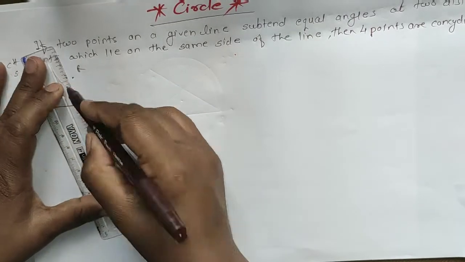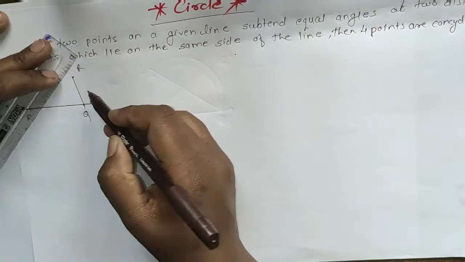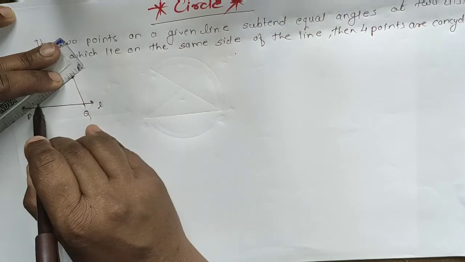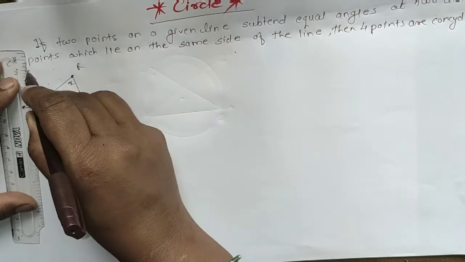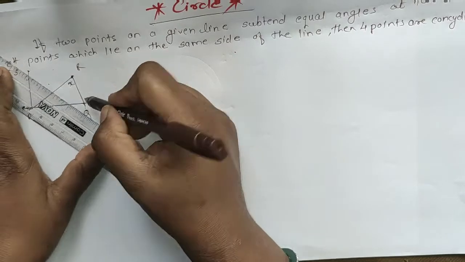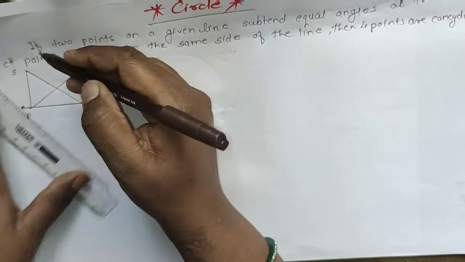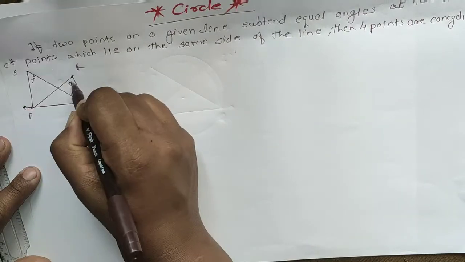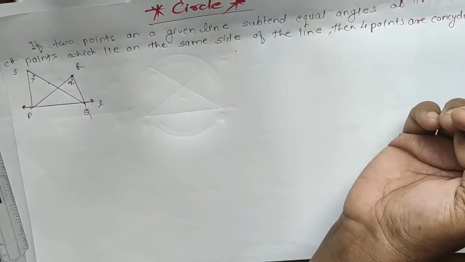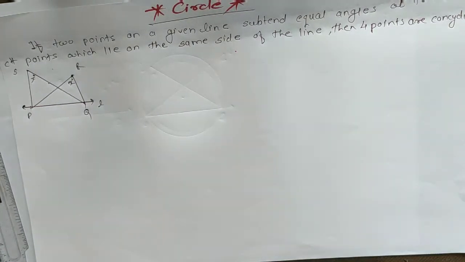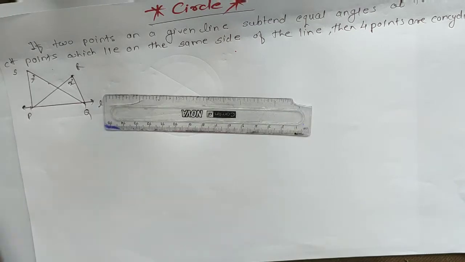Okay. Now what will I do? I will join these points. I will join these 2 points, and this measure is x degree. And I will draw here one more angle and its measure is also x degree. If such a situation is there, then these P, Q, R, S are concyclic. Concyclic means they lie on the same circle. That we have to prove.